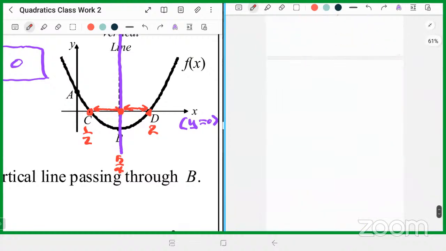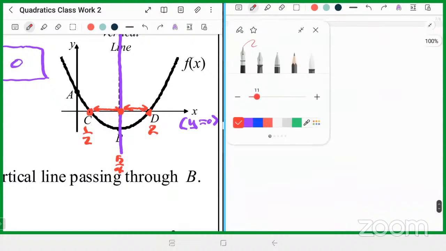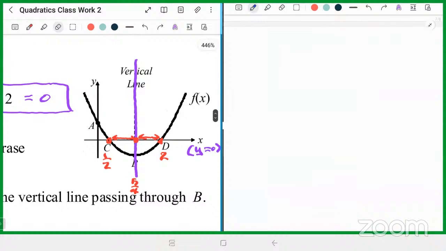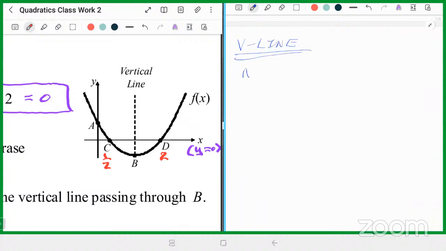Good. So now we're going to talk about the vertical line. The question asks us about the vertical line. Easy thing. This vertical line in this graph. What I did a while ago was not a part of the question, just something I wanted to show you. So that vertical line, let's just call it the V line for now. It is called the axis of symmetry, the line of symmetry.